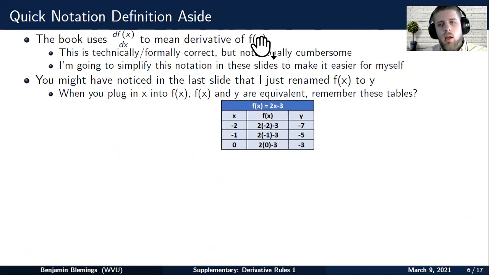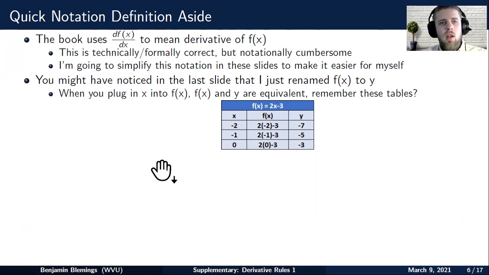Okay, so I need to do a quick notation definition aside. So the book uses d of f of x over dx to mean the derivative of f of x. And this is technically formally correct, but it's pretty notationally cumbersome. So I'm going to simplify the notation in these slides in some places to make it a little bit easier for myself. So you might have noticed in the last slide that I just freely substituted f of x for y, and I kind of went over that in the functions and derivative slides, but I wanted to make it explicit for you.